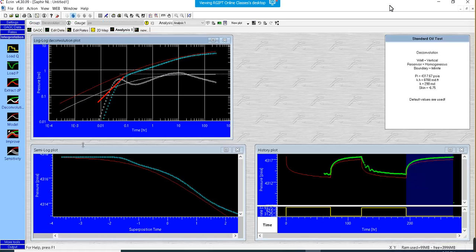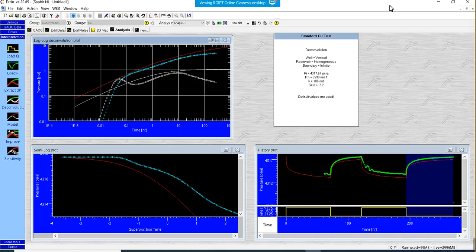Similarly, you can do this when you have the chance to work with the software. You can see these lines can be moved easily. As Amir was asking, the first answer is giving me skin of negative 7.2, and the permeability is very good, 186 millidarcy. It means the guess which we made initially was right. Because the skin is negative, it means it's a fracture.